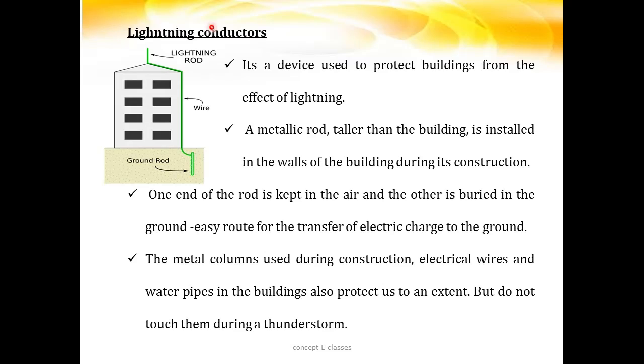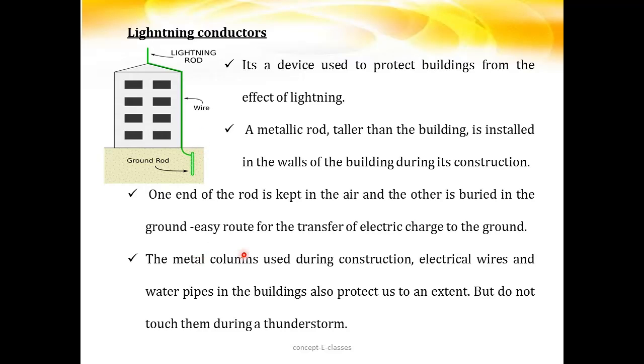Now let's see what lightning conductors are. A lightning conductor is a device which is used to protect a building from the effect of lightning. It consists of a metallic rod which is taller than the building and it is installed in the walls of the building during its construction. One end of the rod is kept in the air and the other end is buried inside the ground. So this rod provides an easy route for the transfer of electric charge to the ground.